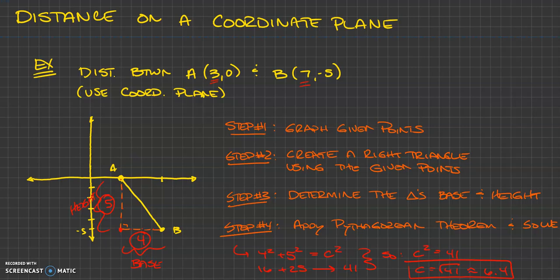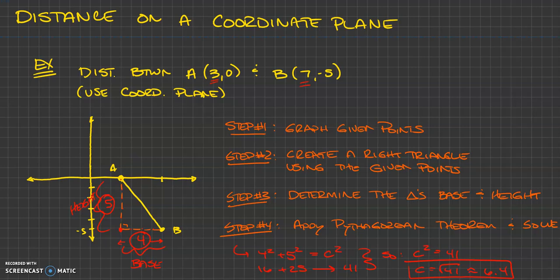Now don't get confused. That's going to be your x-axis, so that's this distance. That's 4. What's the difference between -5 and 0? Well, we have to deal with absolute value here. And so the distance between those two is going to be 5.